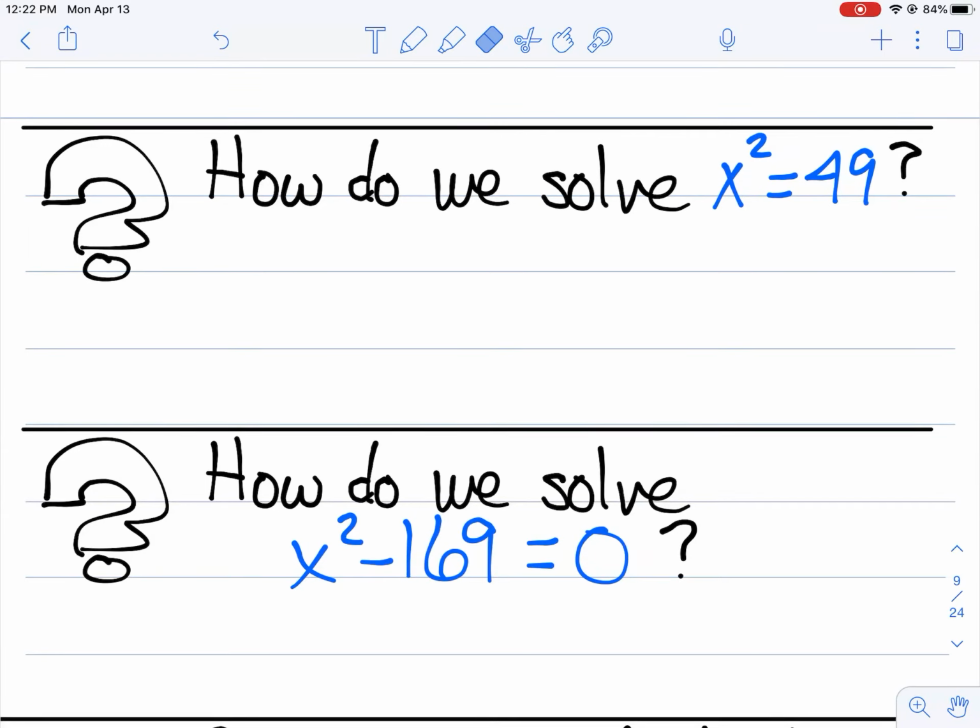Well, hi everybody. This is video number 2 in our solving quadratic equations topic. In this video, I'm going to show you how to solve quadratic equations using method number 2. Methods 1 and 2 work only for certain situations, but when I show you method number 3 in the next video, that's going to work for any quadratic equation that I can give you.